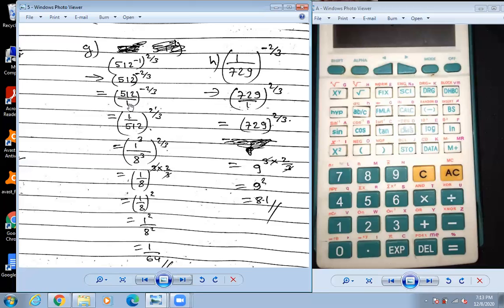So 512 divided by 1. Now there are two numbers as a fraction. So when there is minus sign, let us change it to plus now. When you change it to plus, it becomes reciprocal. So 1 goes up, 512 comes down. So 1 divided by 512. So it becomes reciprocal. Then after that, the minus sign will be changed into plus sign, so it will be 2 by 3.